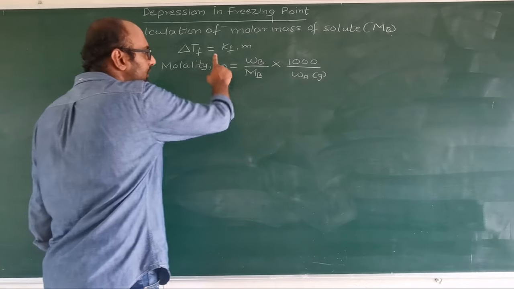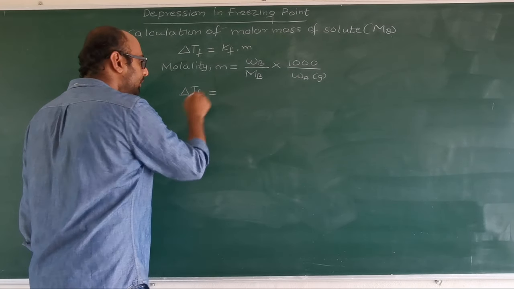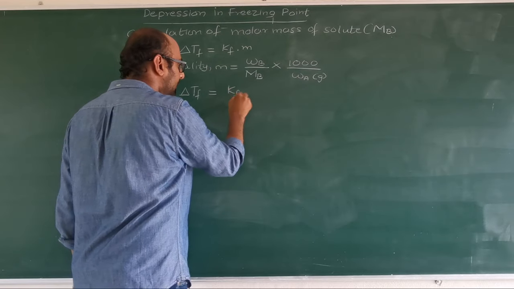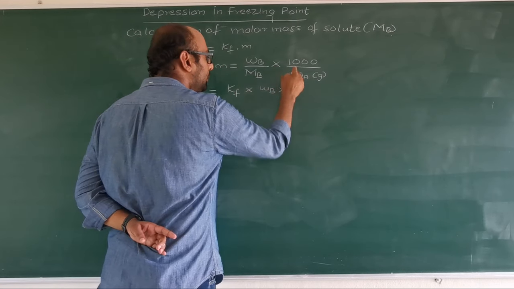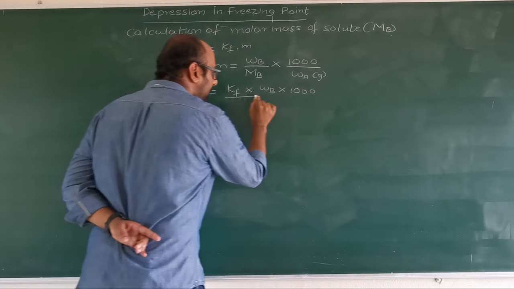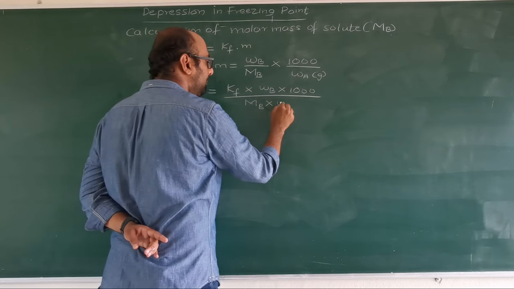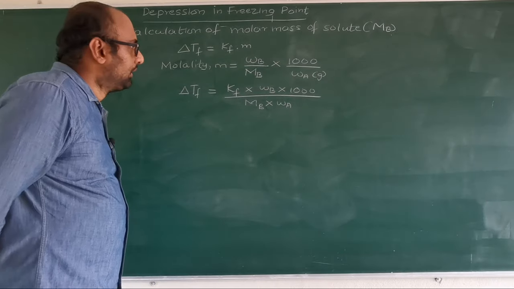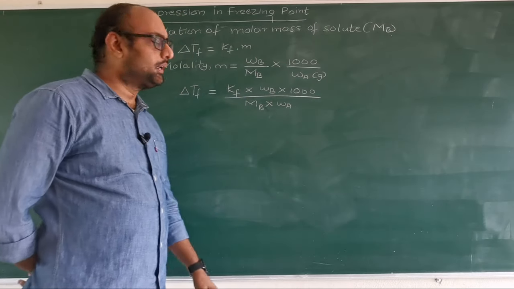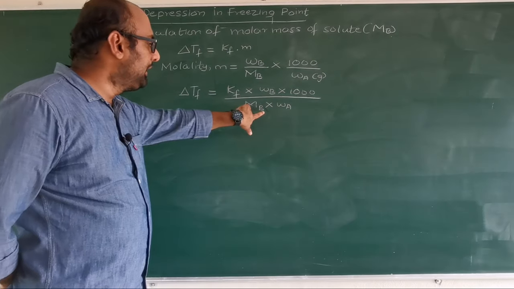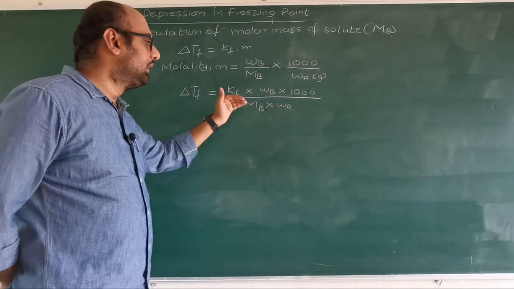Now, let us substitute this value of molality here. So, we'll get delta TF equal to, we already have KF here, multiplied by m. So, what is m here? m is WB into 1000 divided by what we have here: MB multiplied by WA, mass of solvent. Now, what you are calculating here, you are deriving an expression for molar mass of the solute, MB. So, let me take MB on the left hand side, it will come on the numerator side. And delta TF, I am sending on this side, it will come on denominator side.